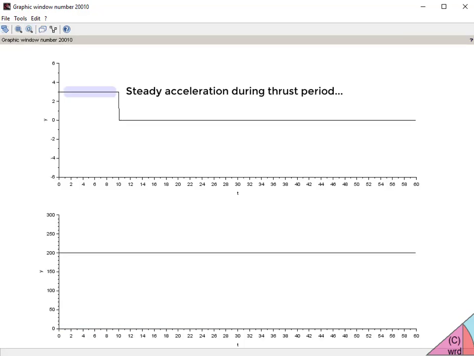On the second graph page, we see steady acceleration on the top trace and no loss of mass on the bottom trace.